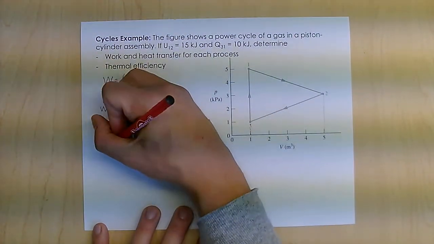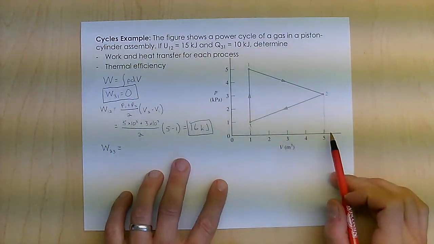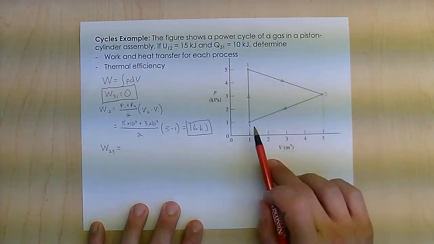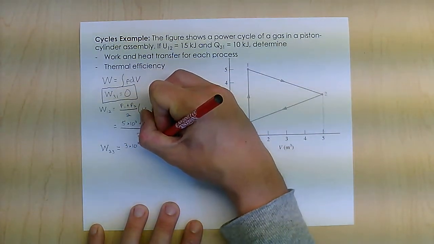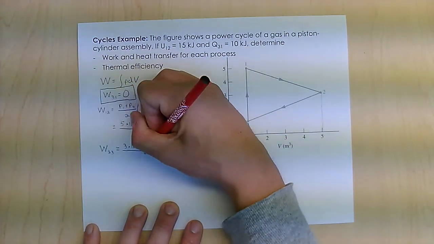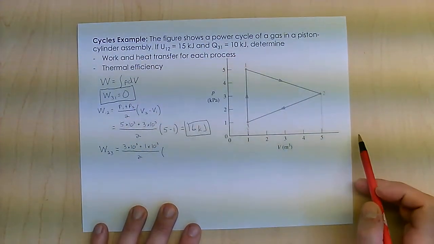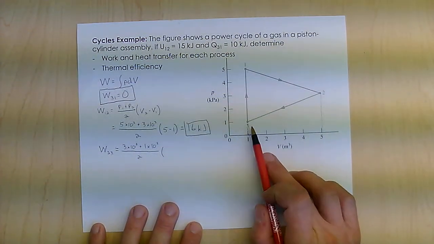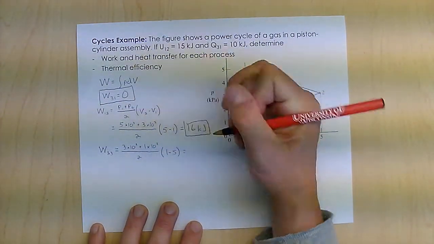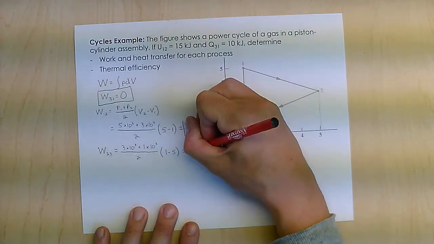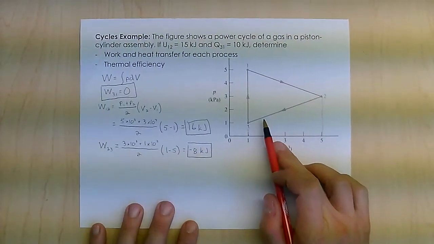Now I'll do the same thing for work 2 to 3. Same equation. This time it's 3 times 10 to the third plus 1 times 10 to the third, divided by 2, and then this time it's 1 minus 5 for the volume. The final volume is 1 and the initial volume is 5, so that gives me negative work, and I get negative 8 kilojoules for process 2 to 3.